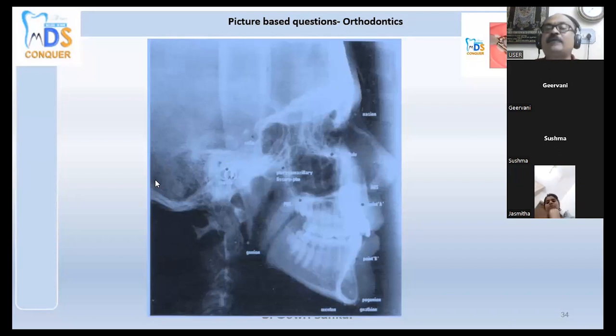PTM is nothing but the pterygomaxillary fissure. Point PTM, pterygomaxillary fissure. P is silent. It is called the dancing gold. Can you see here? It stands on one leg and it touches the PNS point. That's why it is called the dancing gold. Okay, shall I move on to the next topic?